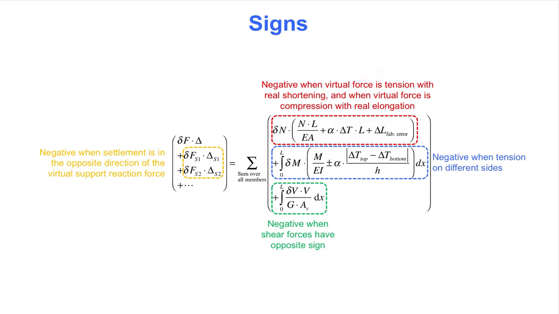Flexural virtual work is negative when tension is on different sides for the real and virtual moment diagrams. Virtual work for shear deformation is negative when the real and virtual shear force have different signs within a particular segment of the member.